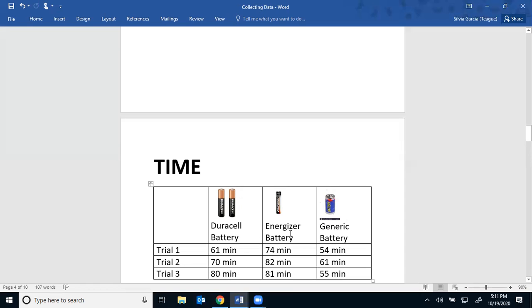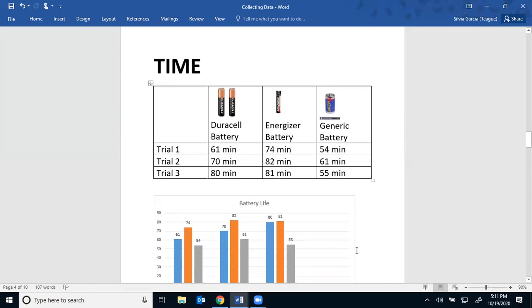I would do the same thing with the Energizer batteries and put the batteries in the flashlight the first time, let it die out, put a new set of batteries in the second time, let it die out, and then do it again a 3rd time. We have to do 3 different trials, and you do it with your other battery as well.